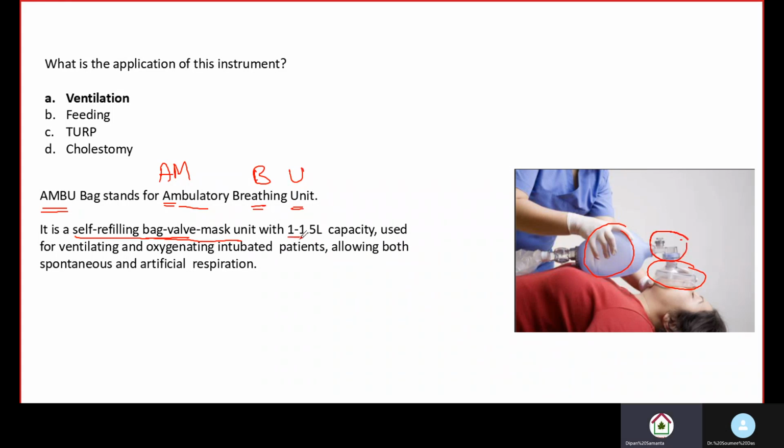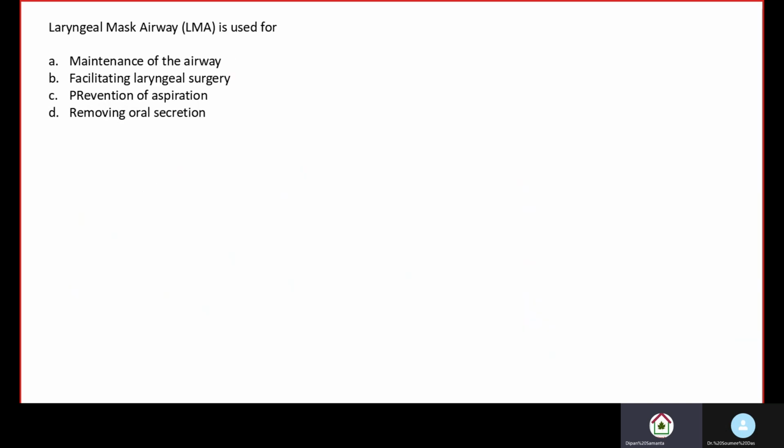With a capacity of 1 to 1.5 liter, it is used for ventilation and oxygenation for intubated patients, allowing both spontaneous and artificial respiration. Okay, so this is the application of this instrument. Very important. Okay, next question.